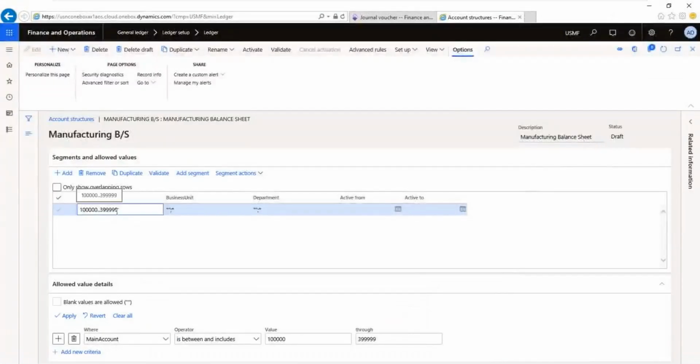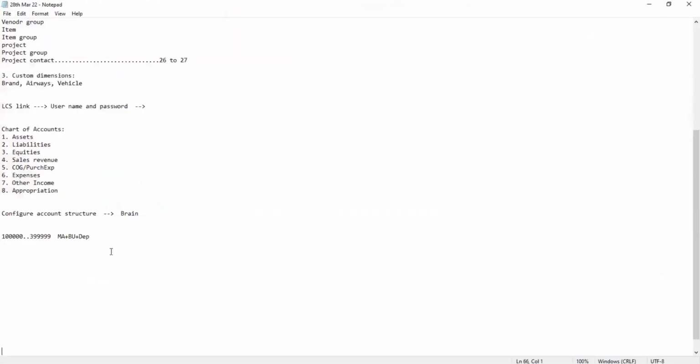So 1 series to 3 series, 10002 to 39999, have mapped business unit and department. That is the reason business unit and department come with the main account. And another structure we have created, 40002 to 99999, we have mapped main account plus business unit plus department plus cost center plus item group.